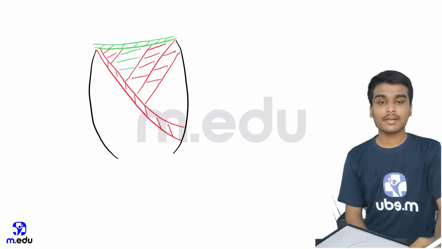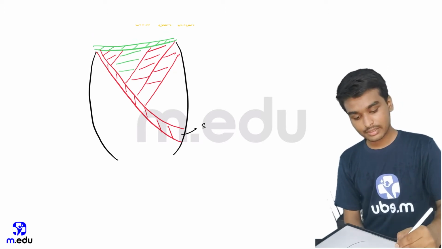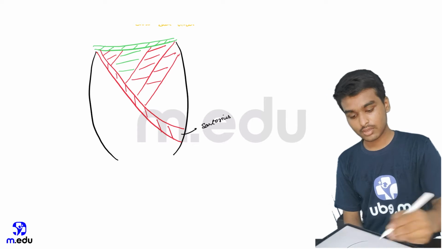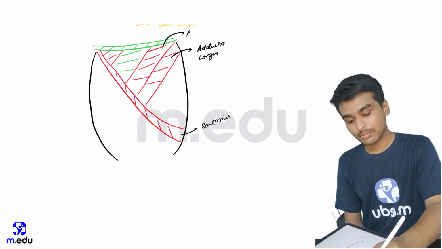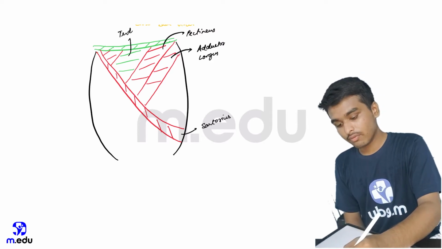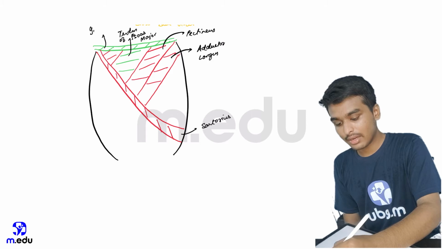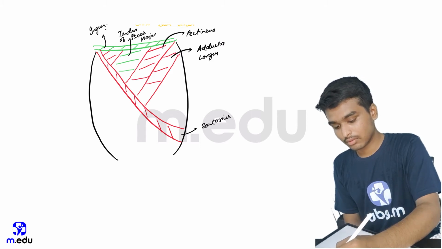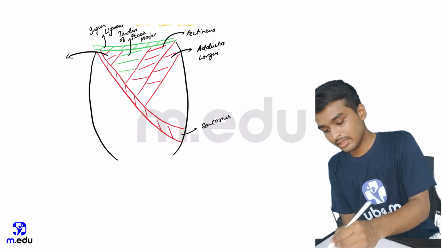So now we understand the boundaries of the femoral triangle with the help of a simple diagram. So here, this is the sartorius muscle. This is the adductor longus muscle. This here is the pectineus muscle. This is a tendon of psoas major. This green is here inguinal ligament. And lastly, this is the iliacus muscle.